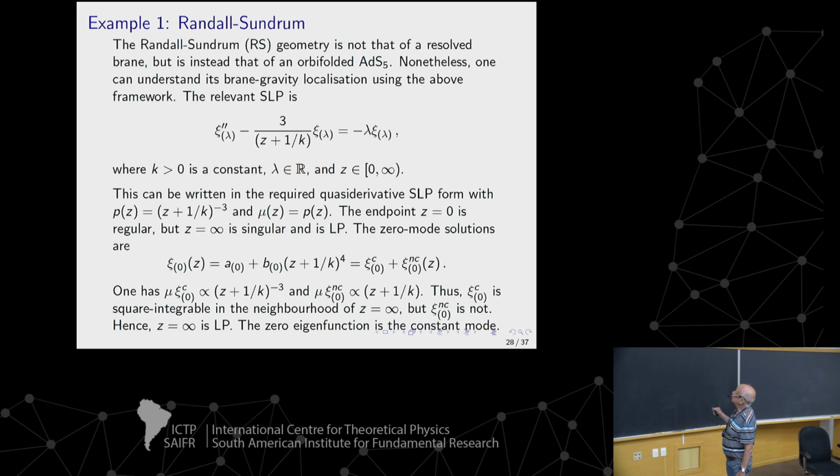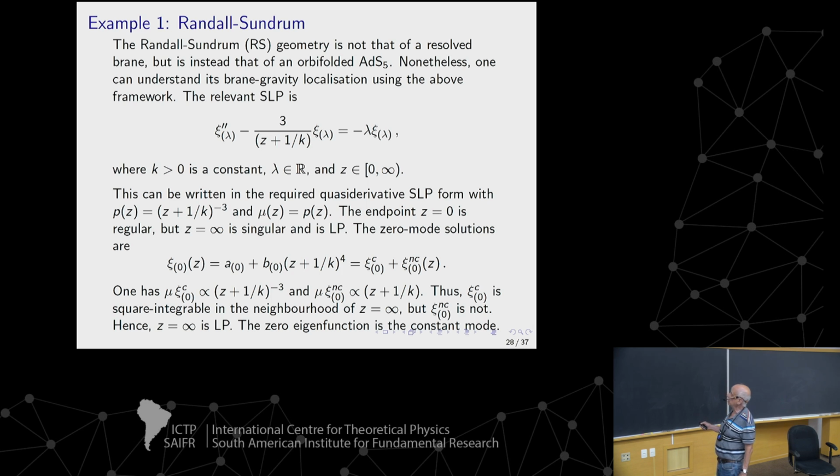And so this is the starting form of the transverse equation. You can rewrite it in the Sturm-Liouville form with P given this way, (z + 1/k) to the minus 3. Mu, in fact, is the same as P. The endpoint z equals 0 is regular, but z equals infinity is singular and is limit point. The zero mode solution, well, in fact, one is a constant, and the other is this quantity. Again, second order differential equation, two solutions. So you have this (z + 1/k) to the 4th power. That's the non-constant part.